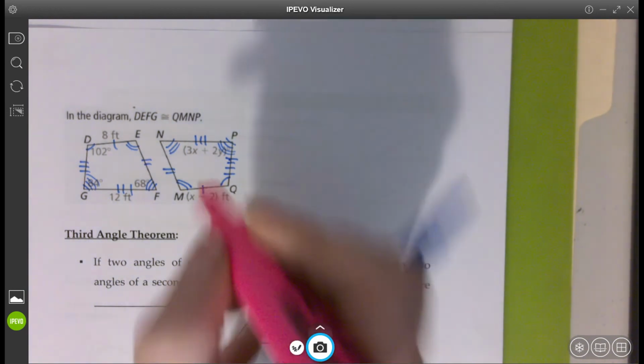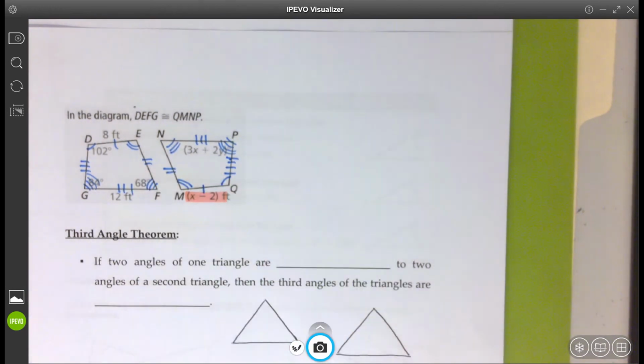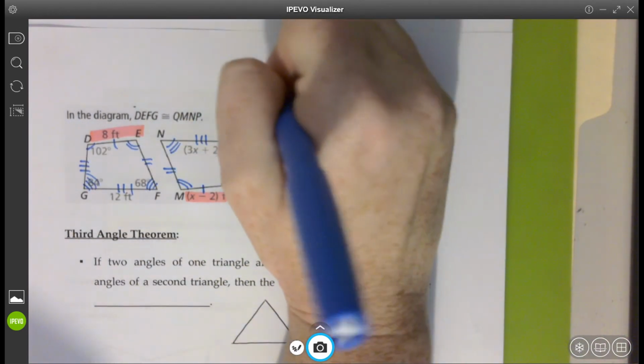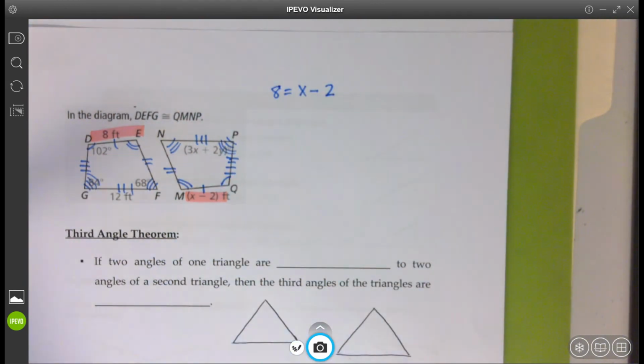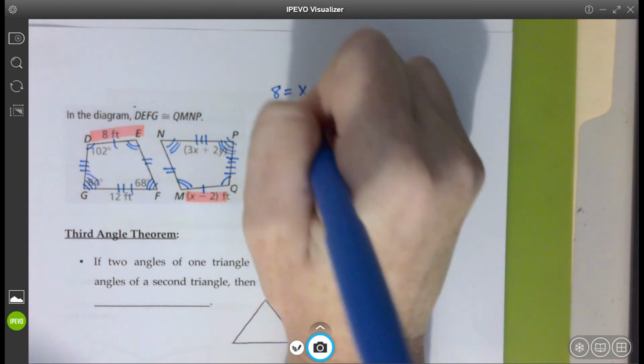So I'm going to work with x minus 2, which is the side that has 1 tick mark, which is going to correspond to 8. So I can say 8 equals x minus 2, making x equal 10.